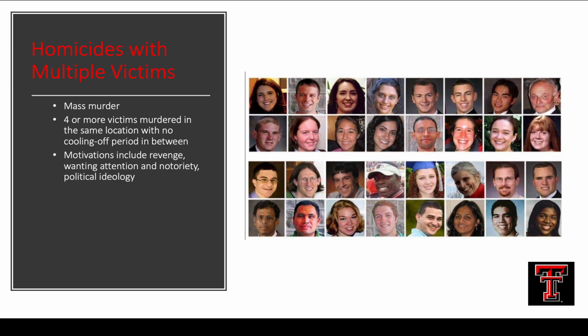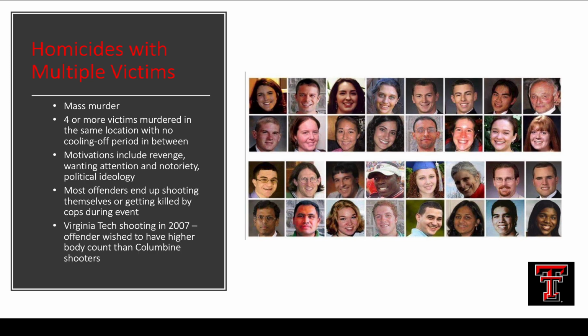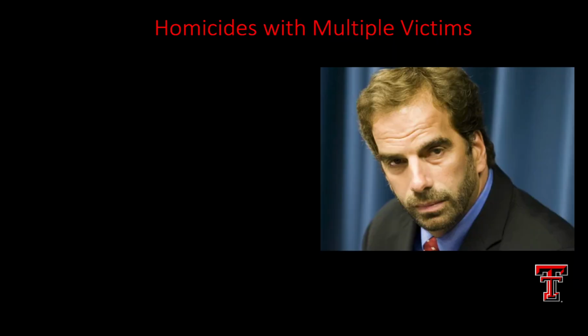The difference with serial murders is that the serial murderer will go out of their way to try not to be detected, whereas the mass murderer knows that they're going to end their crime either being killed themselves or spending the rest of their life in prison. So most offenders do end up shooting themselves or getting killed by the cops during the event. Like the motivation for, say, the Virginia Tech shooting in 2007: the offender simply wanted to have a higher body count than the Columbine shooters. They just want that notoriety.